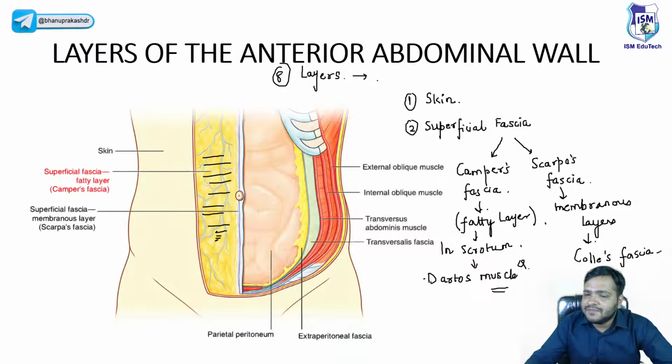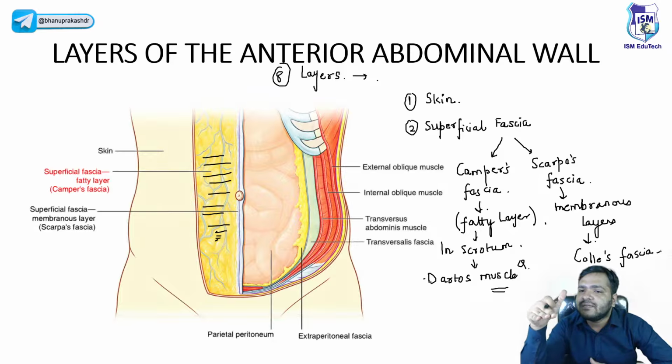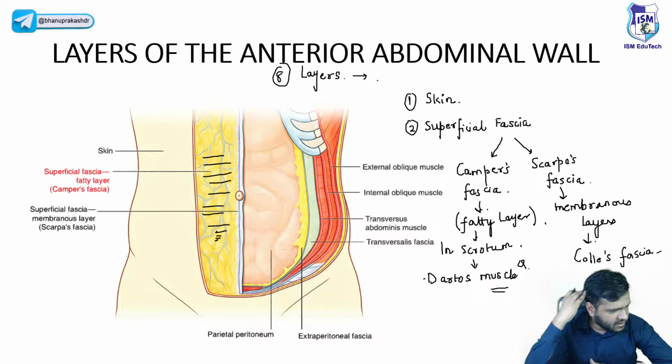So we have the superficial fascia divided into Camper's fascia and Scarpa's fascia, right? Camper's fascia, basically it is the fatty layer, and in the scrotum it continues as the dartos muscle. The Scarpa's fascia is a membranous layer, and it continues as the Colles fascia, right?